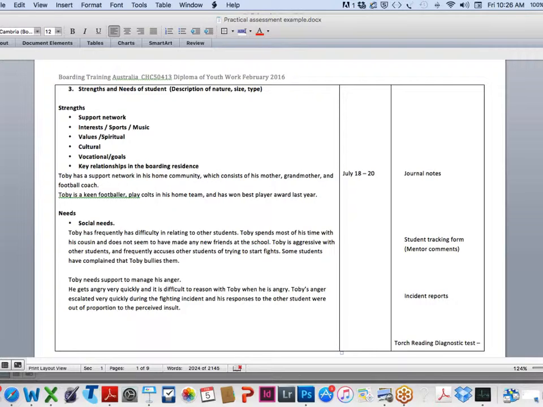So the very first part of this, you'll see we're trying to identify the students' strengths around their support network, their interests, sport, music, that sort of thing, their values, any spiritual connection they've got, cultural connections, vocational goals, and then key relationships in the boarding industry. And so there's just a couple of comments about Toby here.